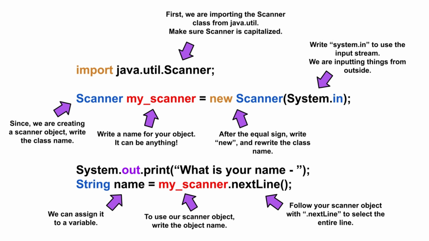Time to use it. I have written a short piece of code at the bottom. It consists of a simple print function that asks the user for their name and the variable of name. To pause the code for user input, write your scanner object dot nextLine. Make sure the L in nextLine is uppercase and ends with a set of parentheses. By doing this, we are first stopping for user input and then selecting the entire input. We can then assign the selected user input to our string variable.